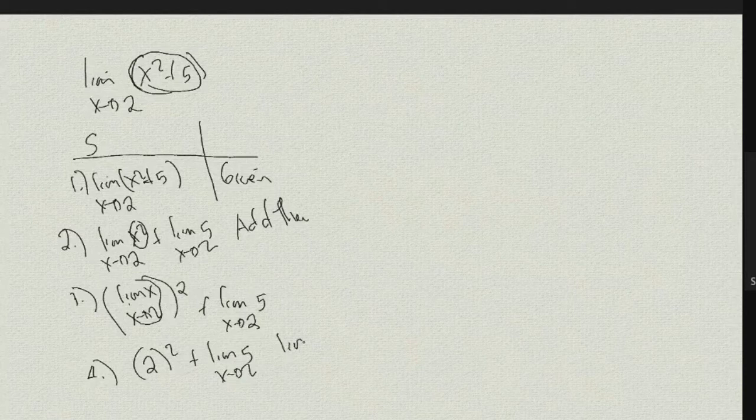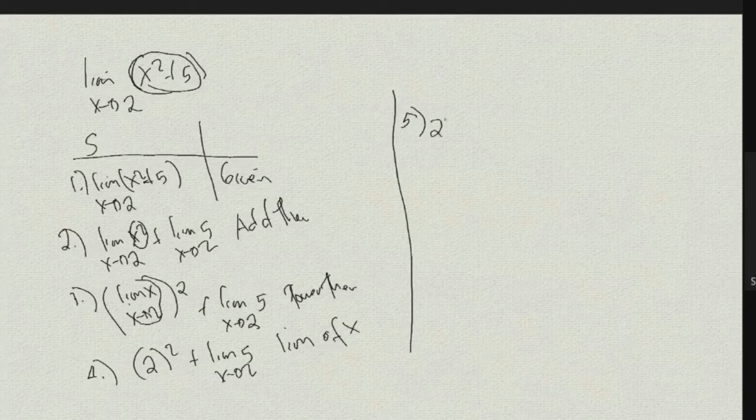Limit of x. Ito naman ay ano na to? Power theorem. So, statement number 5. Limit of a constant. Yun. 2 squared plus, ano nalagay ito? 5. 5 limit. Anong 5 limit? Ay, sorry.